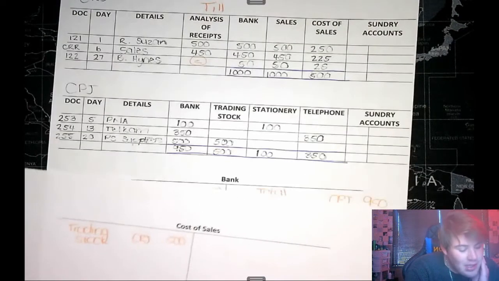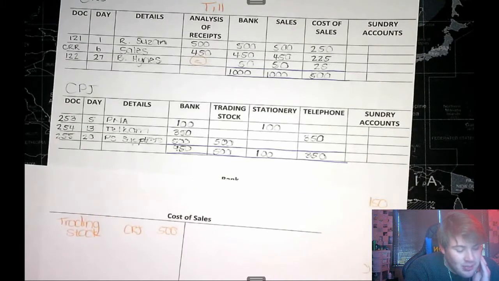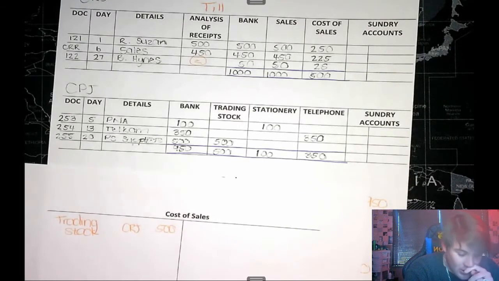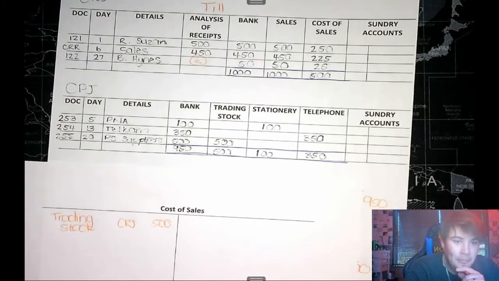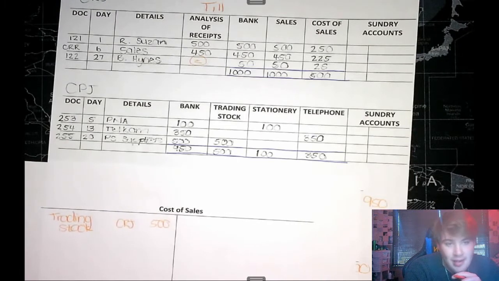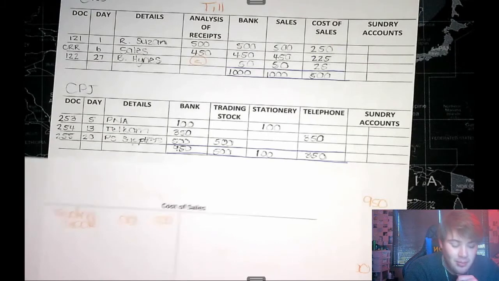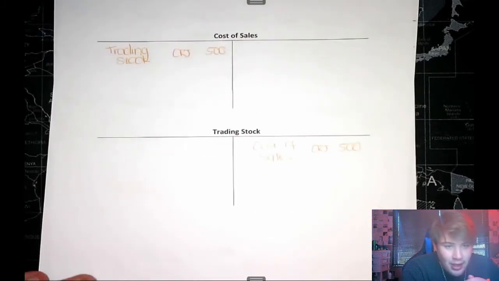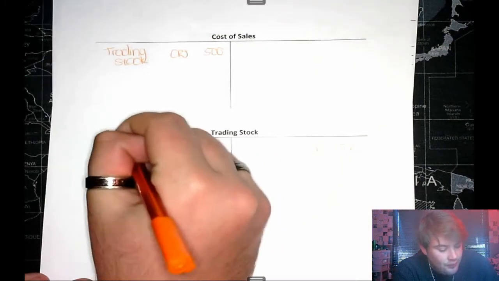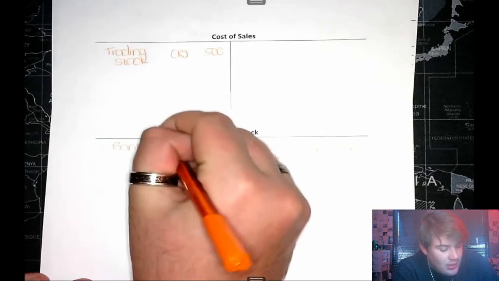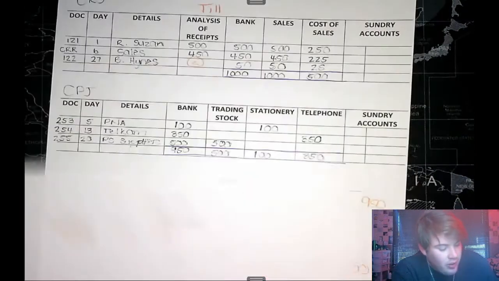If you take a look here as well, in our CPJ, we bought stock on the 20th from PS Suppliers. We bought trading stock. That would go on the debit side because it is increasing our trading stock that we have in the business. So the accounts that would be involved are bank and trading stock. Those would be the two accounts involved. So we would debit trading stock, and that's from our CPJ, and that would be for how much?